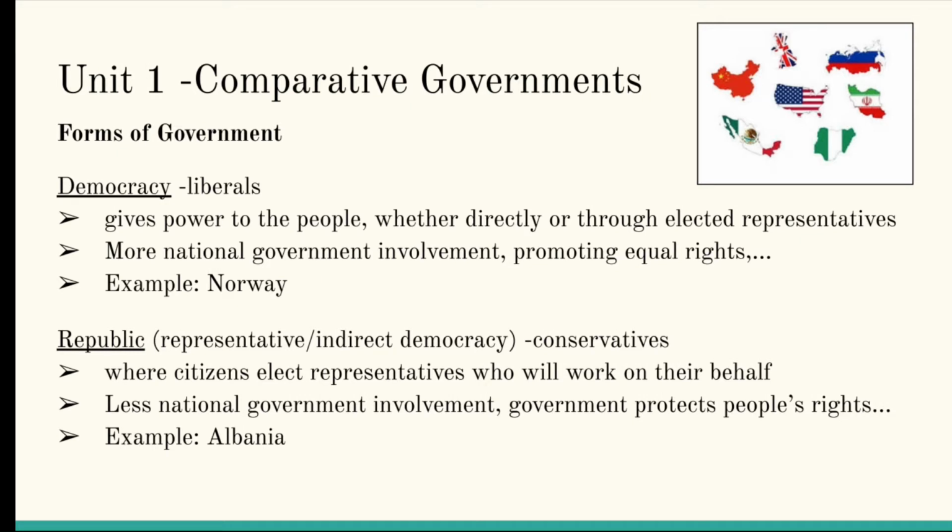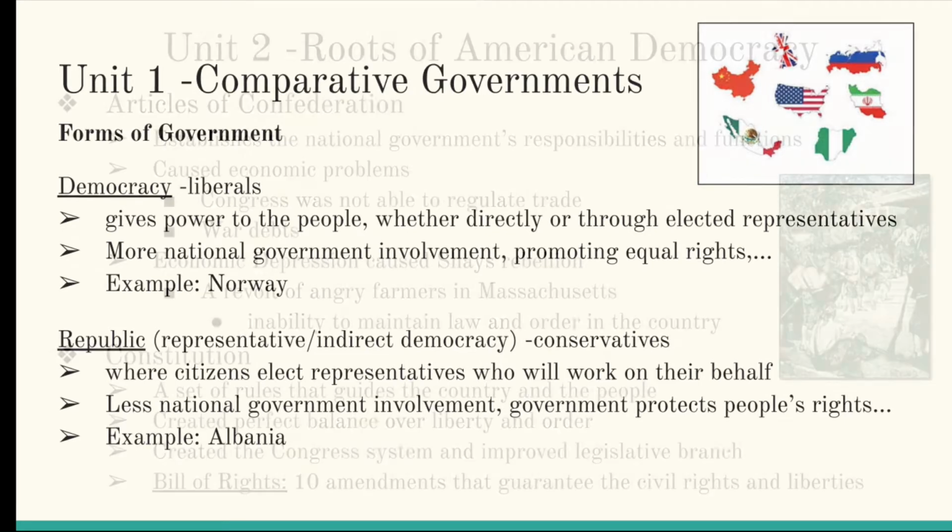Unit 1, Comparative Governments. There are two main forms of government that are important to know as a U.S. citizen because they pertain the most to the U.S. government today. These are a democracy, which gives power to the people, whether directly or through elected representatives, and a republic, where citizens elect representatives who will work on their behalf.